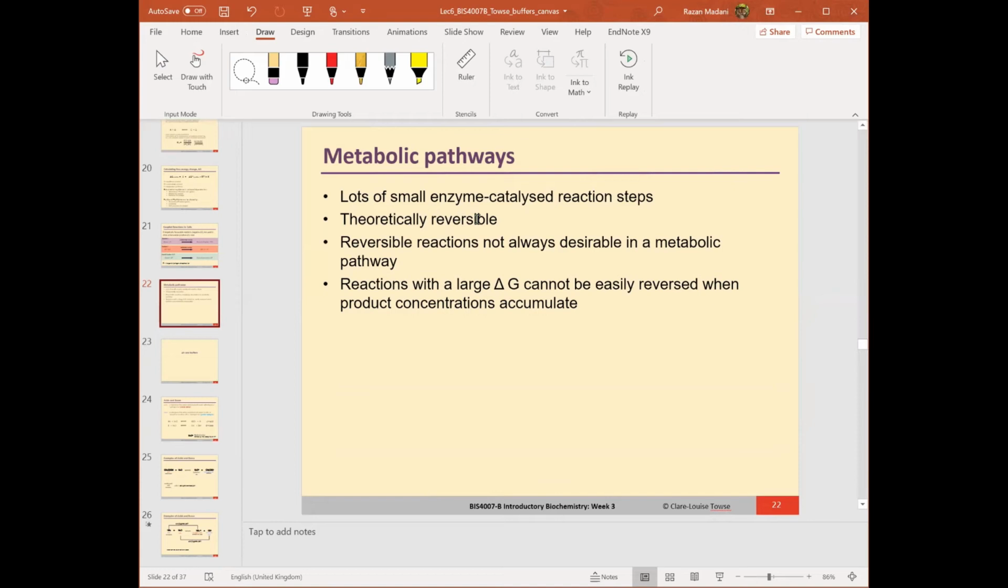Lots of small enzyme-catalyzed reaction steps, theoretically reversible.